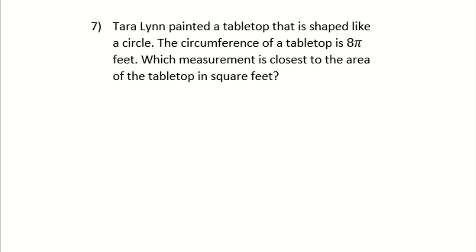Number 7, Tara Lynn painted a tabletop that is shaped like a circle. Draw yourself a circle. The circumference of the tabletop is 8 pi feet. Okay, this is interesting. Maybe you've not seen it like this before. The question is, which measurement is closest to the area? So we're being asked to find the area, but they're not telling us the radius or diameter like they usually do, so we've got to figure that extra step out.